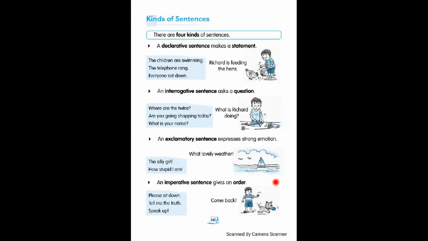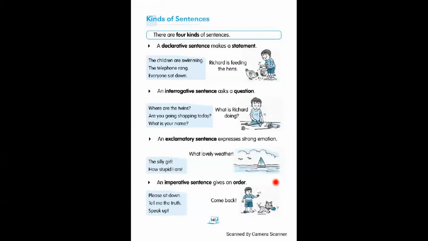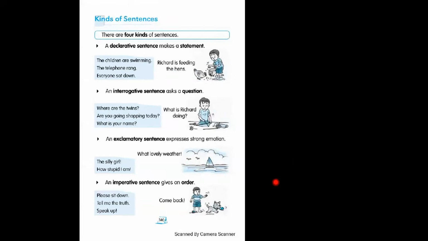An interrogative sentence is followed by what? Question mark. All right. And next, imperative sentence. It expresses an order. It gives an order and it may or may not end with an exclamation mark. But when it is expressing strong emotion, then an imperative sentence will end with an exclamation mark.